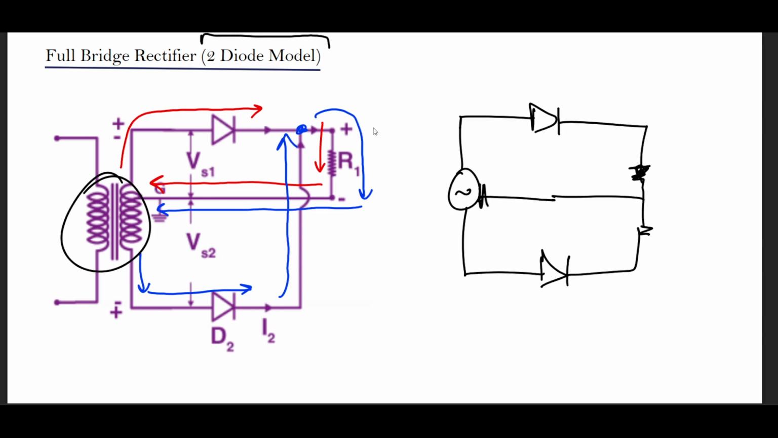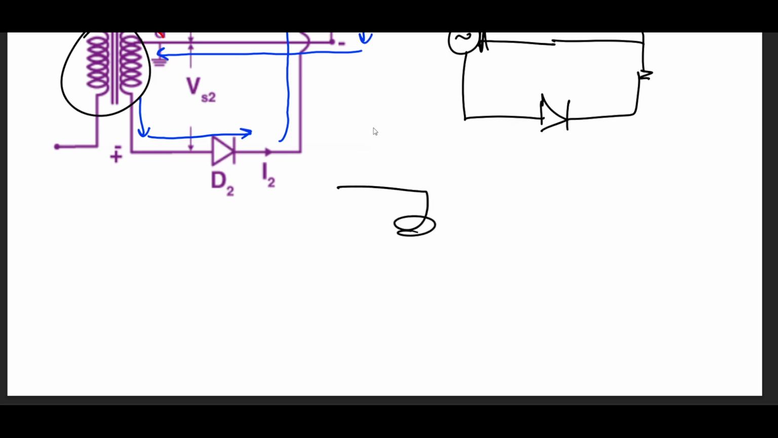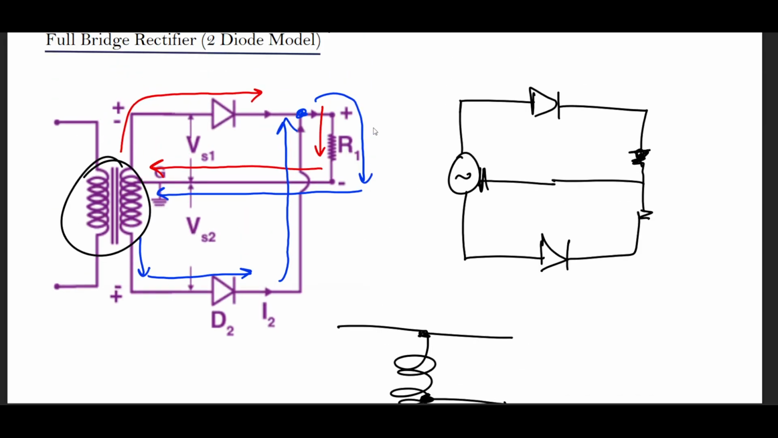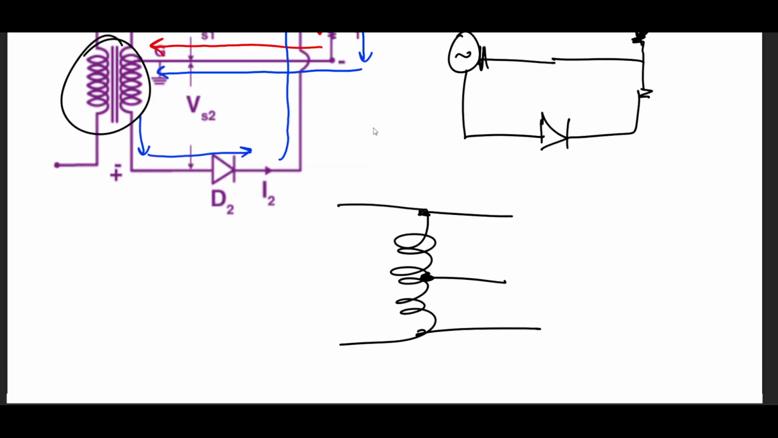Now, how you design this third terminal is to actually rip off a wire in the winding of the transformer or supply by making a connection at this point, a connection at this point, and a connection at this point. Since this is not generally asked, I have not seen a question like this, I'm not going to go into the details, but I hope that you understand the 2 diode model as well for the full bridge rectifier.